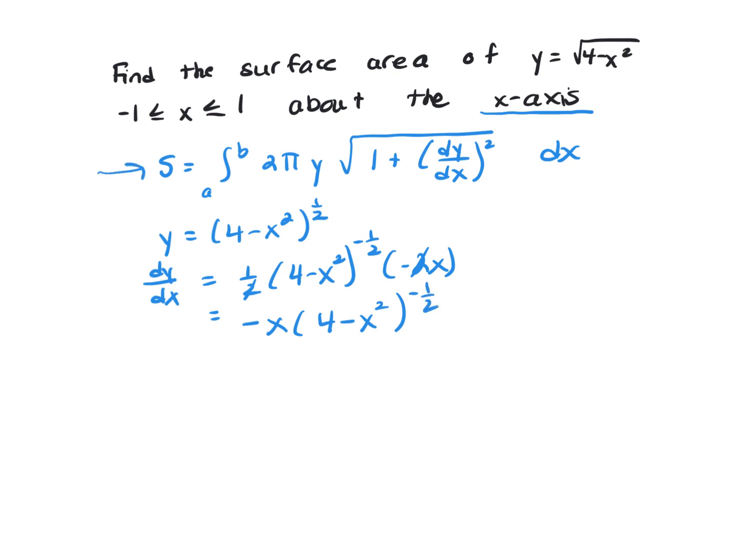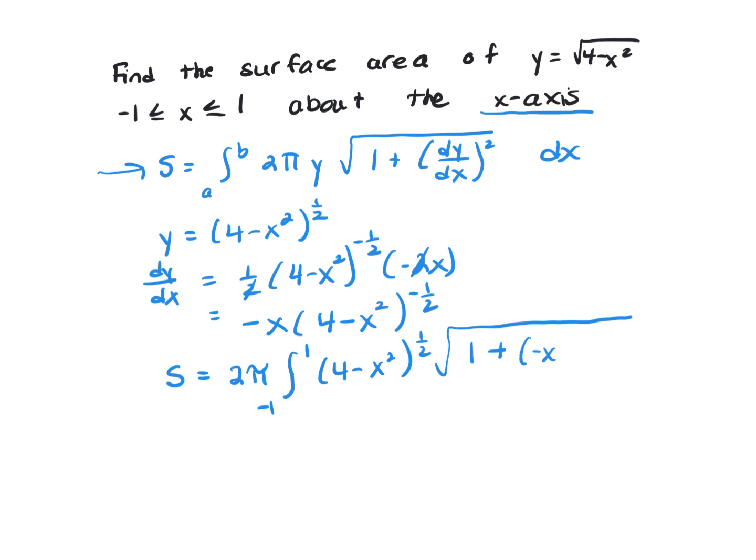Now substitute into your formula. S equals, bring the 2 pi out since that's a constant, times the integral from -1 to 1 of y, and y is (4 minus x squared) to the 1/2 times the square root of 1 plus the derivative, which is -x times (4 minus x squared) to the -1/2, squared, dx. And you need to simplify this.